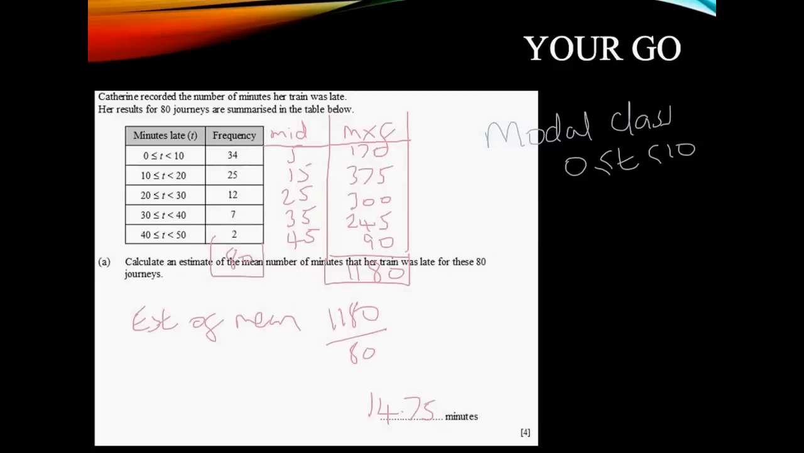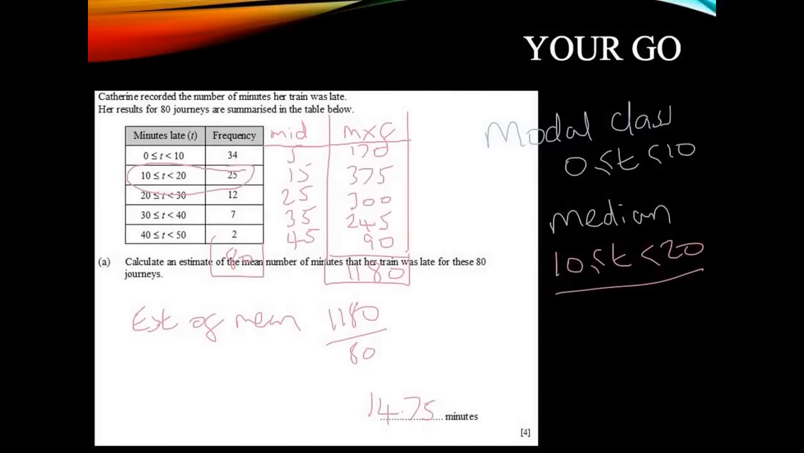And again, if you have a quick look whilst I'm writing, so median, well, we're looking for 80, so we're going to have the 41st. Well, either way, it's around 40, and it's going to appear in this category here. 34 plus some more. It's going to be in the next one. So the median is going to be somewhere between 10 and 20. Okay, that's the median class. Okay, hopefully that worked out well for you.